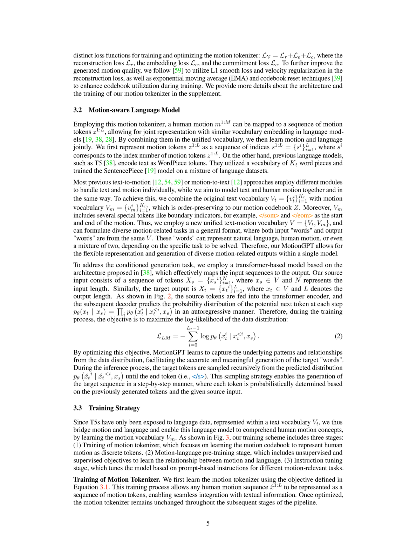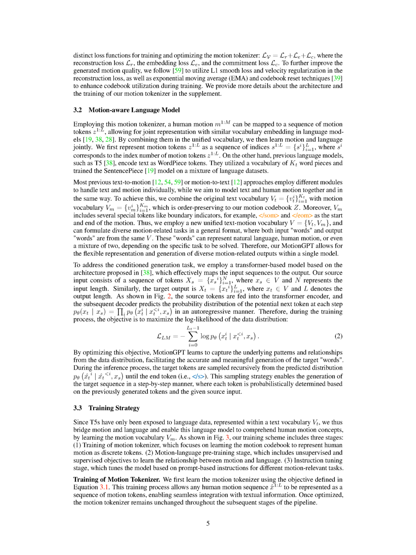During the inference process, target tokens are sampled recursively from the predicted distribution until the end token is reached. This approach allows us to generate the target sequence in a step-by-step manner. Each token is determined based on the previously generated tokens and the given source input, allowing us to create outputs that are as close to the original sequence as possible.